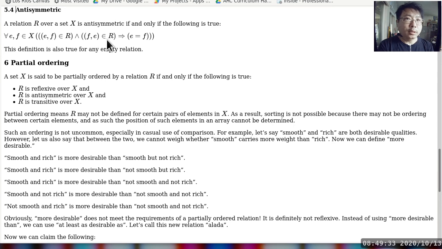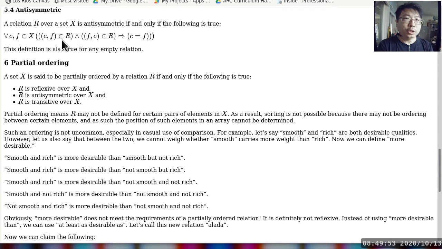Now remember, R in this case is less than. So we need E to be less than F and F to be less than E. That is just not possible, because you cannot have an integer being less than another integer and the other way around is also true. That's just not possible. So that means this conjunction is always false.